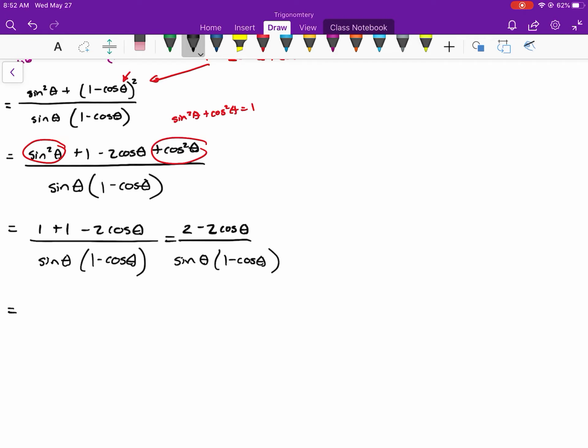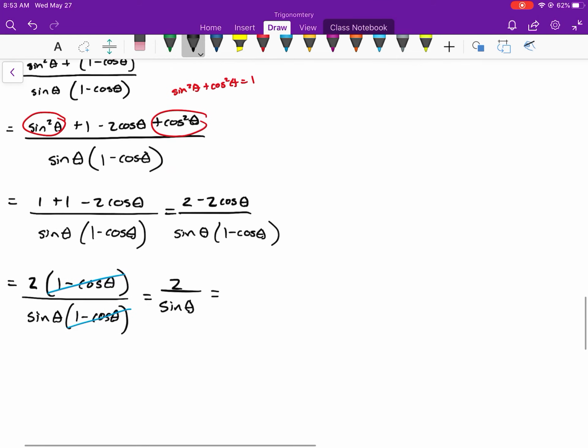Let's think factoring. Let's pull out a GCF of 2 on top. So I'm going to get 2 times 1 minus cosine theta over sine theta times 1 minus cosine theta. Both in parentheses, that means they both cancel out. Get 2 over sine theta. And what are we trying to get? We're trying to get cosecant. Well, just so happens that the reciprocal of sine is cosecant. Boom. Done.